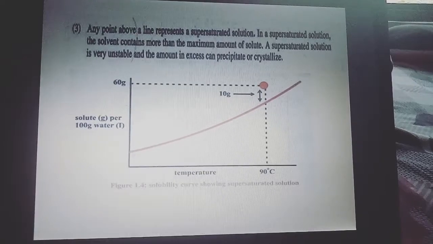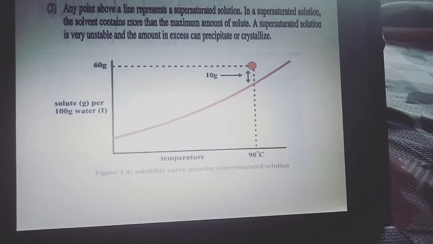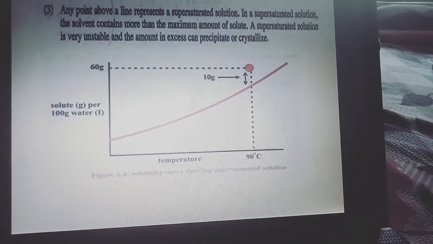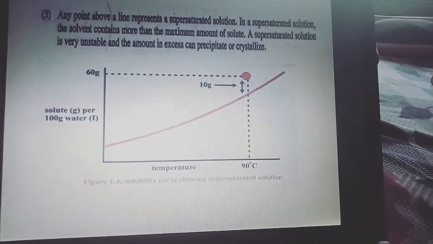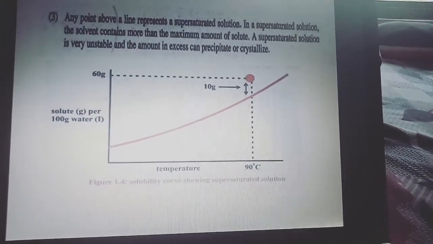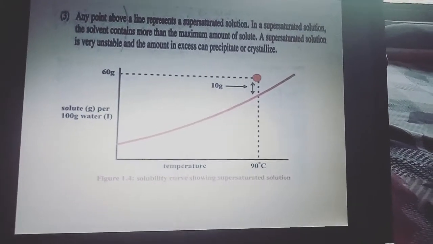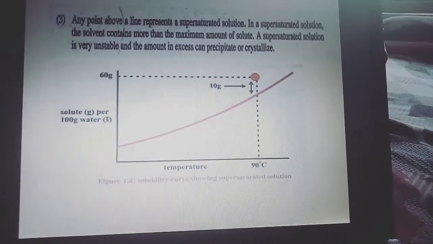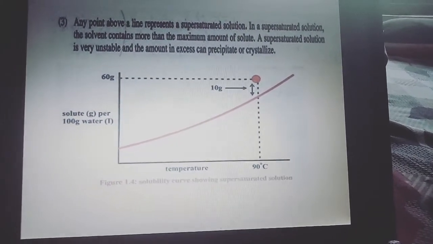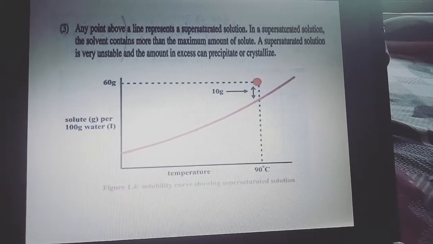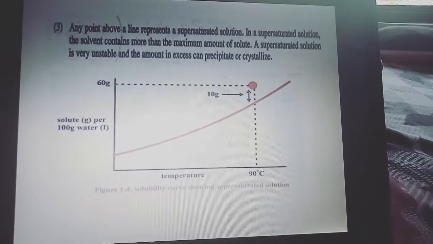Next students, this is a solubility curve for a supersaturated solution. On the y-axis, same, solubility is represented, and on the x-axis temperature is represented. This red line shows the solubility curve for a supersaturated solution, meaning any point above this red line represents a supersaturated solution. In a supersaturated solution, the solvent contains more than the maximum amount of solute. So this is a supersaturated solution solubility curve. You can see.